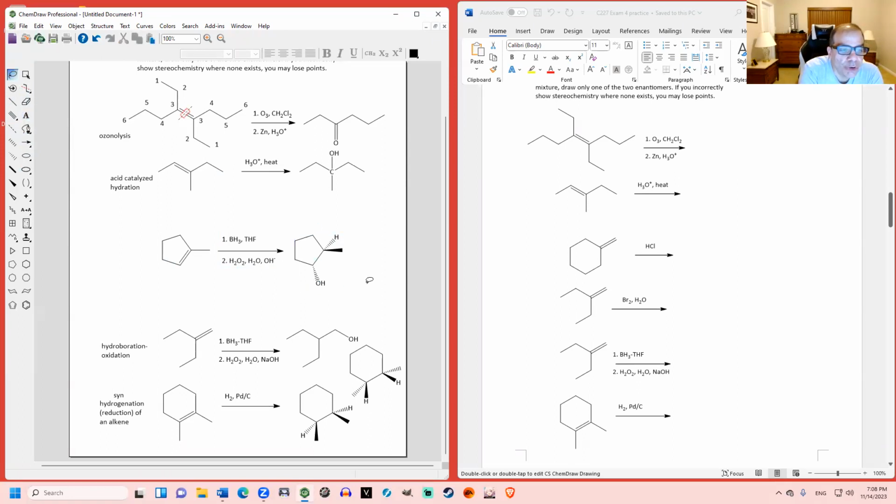And so you would need to draw either this or its enantiomer. And yes, if you just drew straight lines, it would lose points because it's not showing the correct stereochemistry. So that's part of knowing a reaction, is knowing the stereochemistry of the reaction. That's just an example.